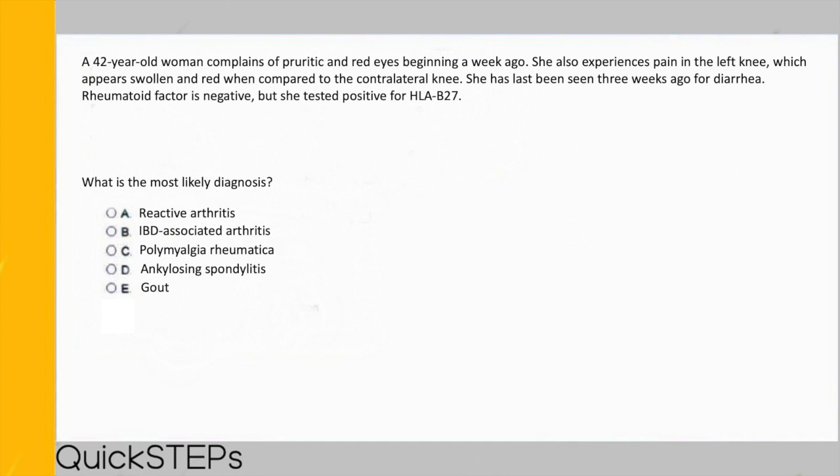All right, so this question is asking for the most likely diagnosis. And this person has pruritic red eyes that began a week ago. She had a diarrheal illness a few weeks ago. She has pain in a knee that appears swollen and red, so it's inflammatory. There's no rheumatoid factor, but she is positive for HLA-B27. So they love to test this one too.